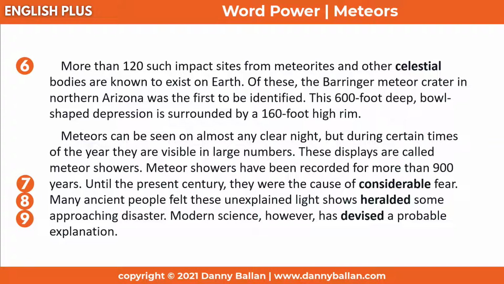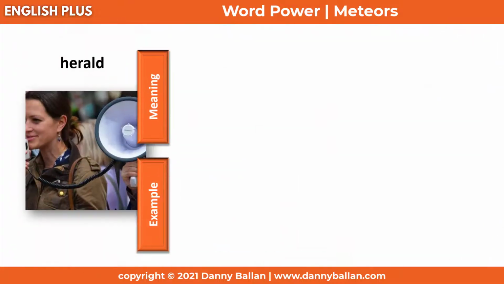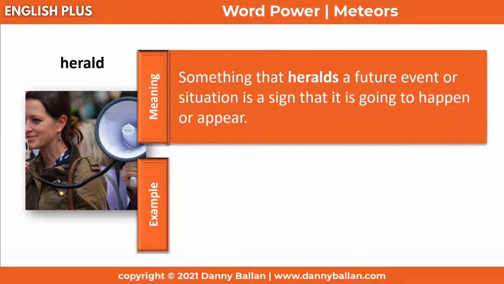In the text, we said, many ancient people felt these unexplained light shows heralded some approaching disaster. Our word is herald. Now, some people, especially ancient people we're talking about here, felt these light shows heralded some approaching disasters. These were here to tell us that there is a big disaster coming. So, what is the meaning of herald? Something that heralds a future event or situation is a sign that it is going to happen or appear. And that is the meaning we have in the text.